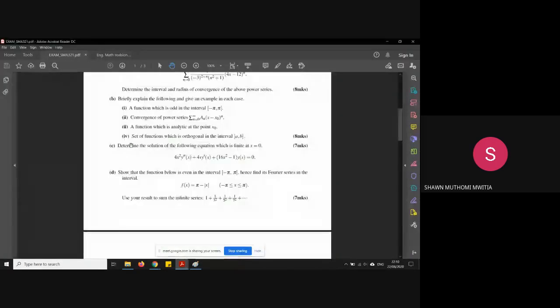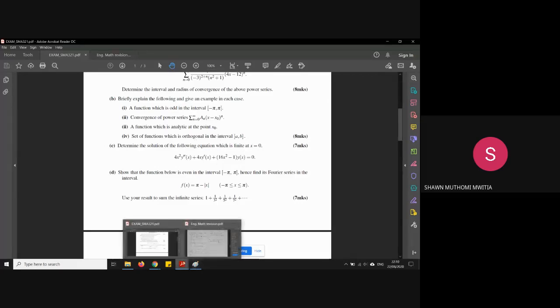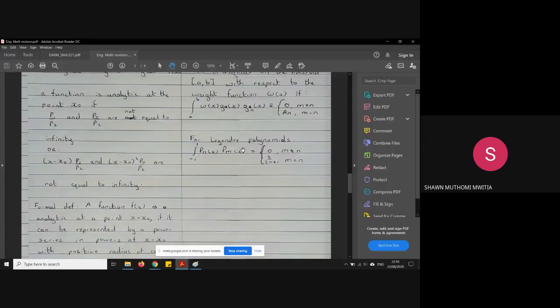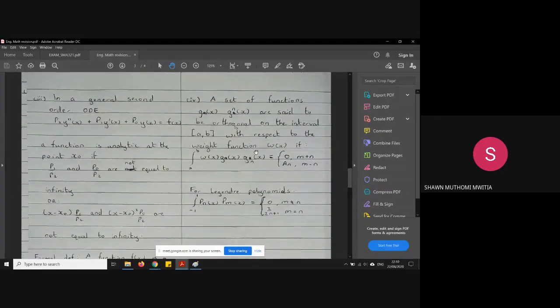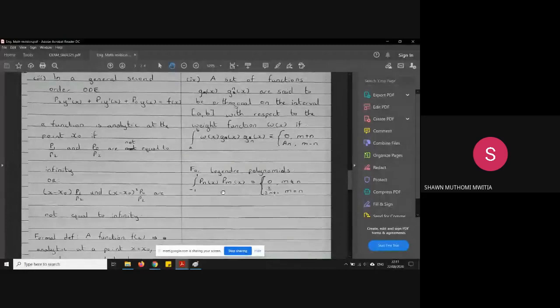Then for part 4, a set of functions which is orthogonal in the interval a to b. So this is also from the notes. All these definitions, I got them from the notes and the examples as well. So it's more of straightforward stuff.